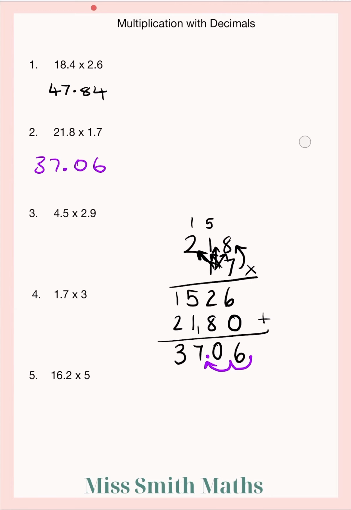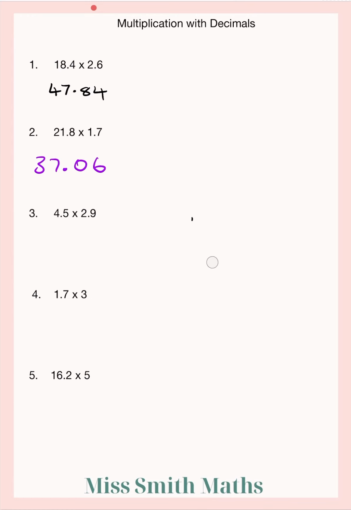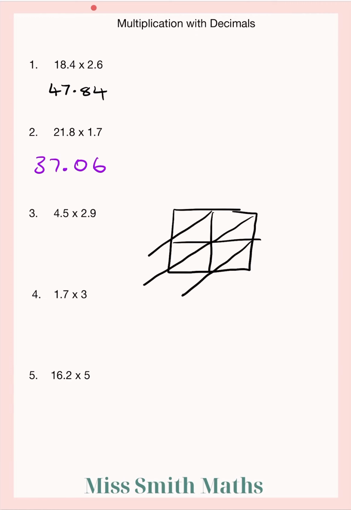I'm going to rub that off now for you, and then we're going to go on to question 3. If you feel like pausing this and having a go, then do that and see if you get the same answer as me. So we're going to use our Chinese grid method. And this time we need a 2x2 grid. We've looked at 3x2. This time we've got a 2x2. So we've got 4.5 and 2.9.